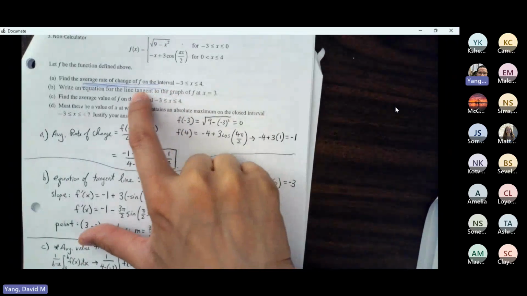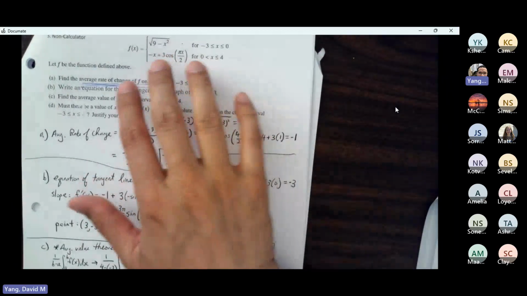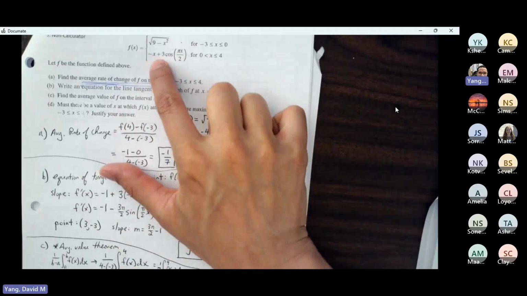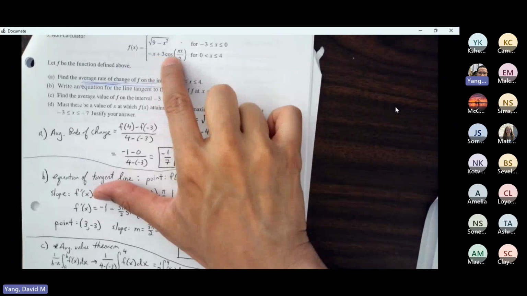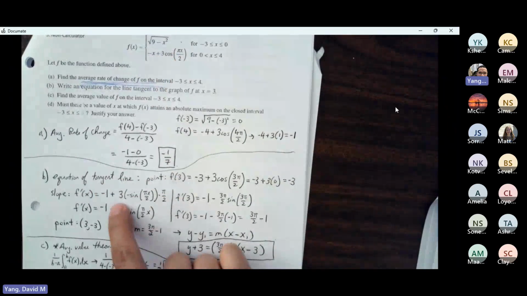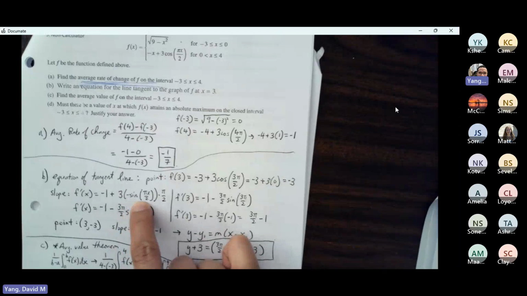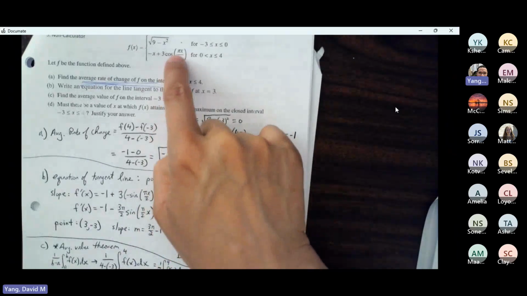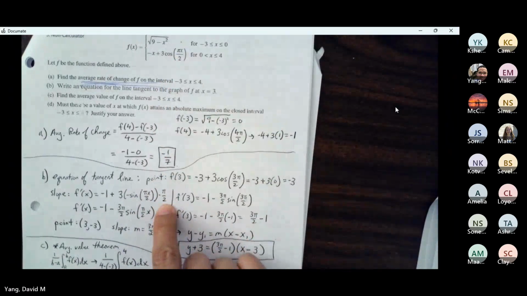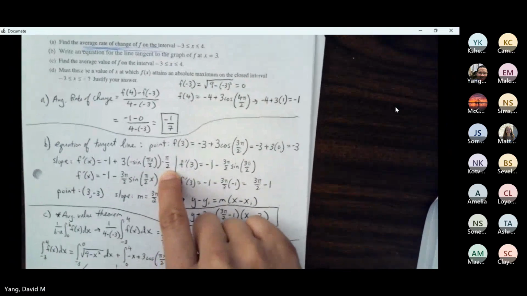And then we have to find the slope. To find the slope, we have to get to the derivative. To get to the derivative, we've got to go through power rule here and then chain rule here. Negative x becomes negative 1. Cosine of u becomes negative sine of u times u prime. So 3 times negative sine of pi over 2x times pi over 2.